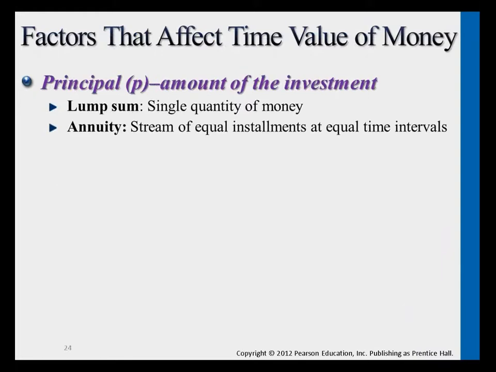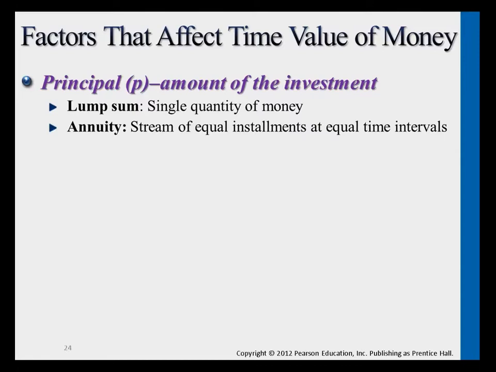So let's look, what are those factors that affect time value of money? There are 3 factors that we will talk about. The first one is our principal, which is amount of investment. So there are 2 types. One is a lump sum, and the other one is annuity. And we've just talked about those 2. So what is each one of them?